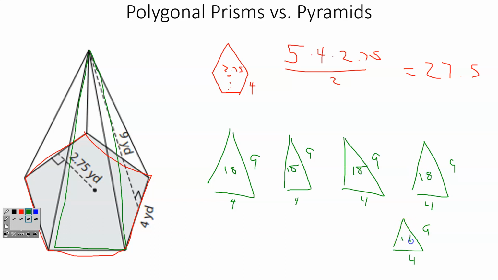Then we add them up. That's how we find surface area. So I'm going to do 27.5 plus 18 plus 18 plus 18 plus 18 plus 18. There's 5 of them. And that's going to give me an answer, if I did my math right, of 117.5 yards squared.